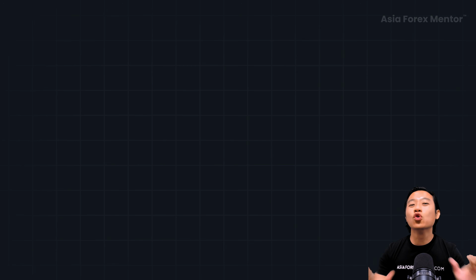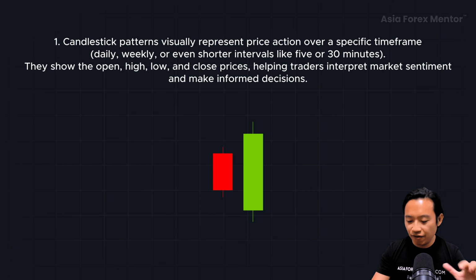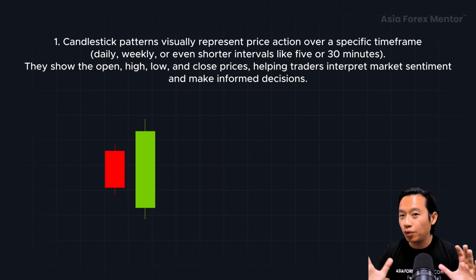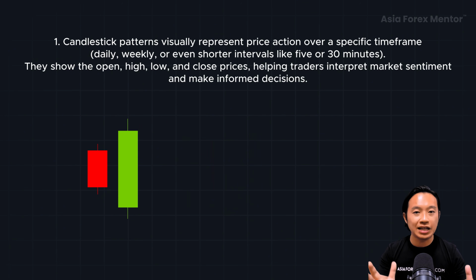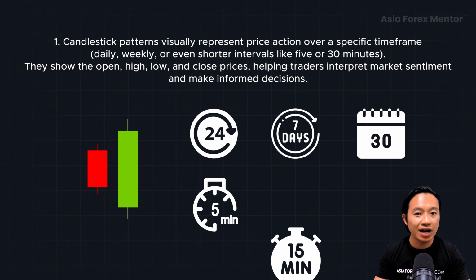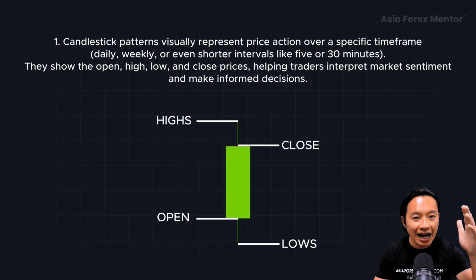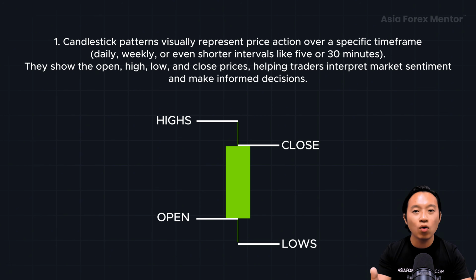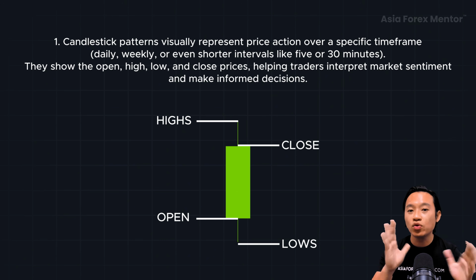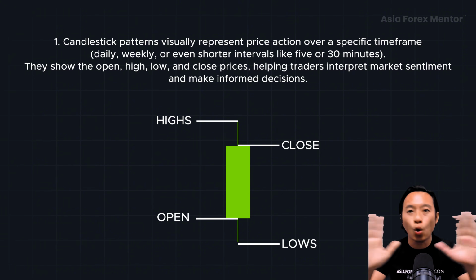All right, so now let's do a quick recap. Number one, provide a visual representation of price action during a specific time frame, such as the daily, the weekly, the monthly, or even lower time frames, right? The 5-minute or 30-minute, doesn't matter. The patterns display the open, the high, the low, the close within the structure itself. So this will allow you to interpret market sentiments, and then that's where you can make the right decision based on the bar. A single bar itself can tell a whole lot of story.